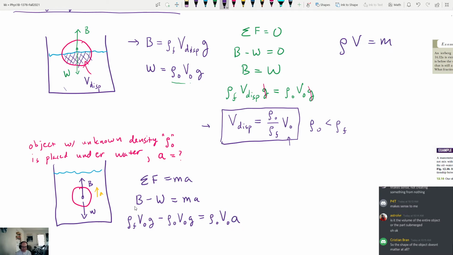So I've replaced the buoyant force with density of fluid times volume of object times gravity. Weight is density of object times volume of object times gravity. And on the right-hand side, we have the mass of the object, which is density of the object times volume of the object, times acceleration. Does the step going from here to here make sense on all those lines? Does anyone have any questions?